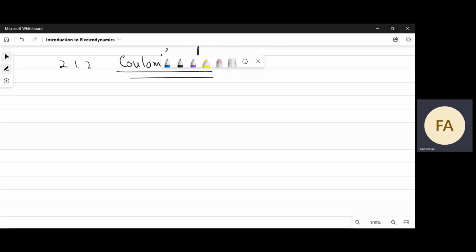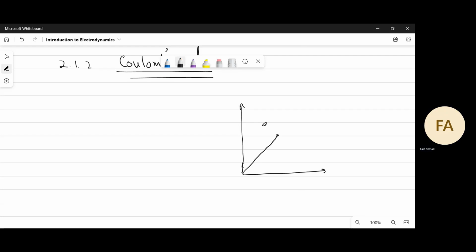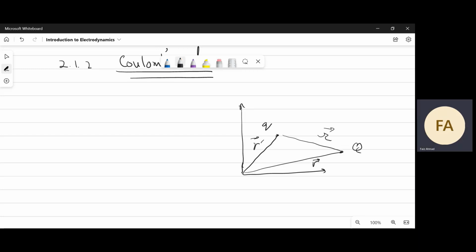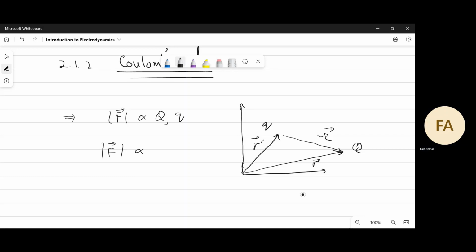So Coulomb's law says if you have two particles, two charges, Q and Q prime, at positions R and R prime, and the separation vector we will denote with another R. As per Coulomb's law, which was an experimental observation, the magnitude of the force between the charges is directly proportional to the magnitude of the charges and inversely proportional to the square of the distance between the charges. Again, it's a magnitude.